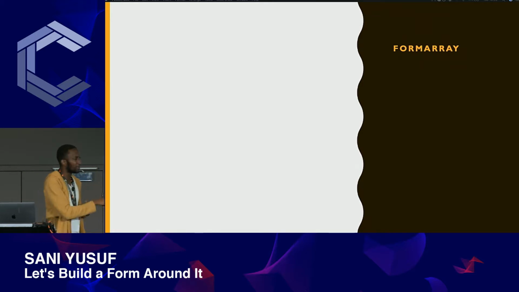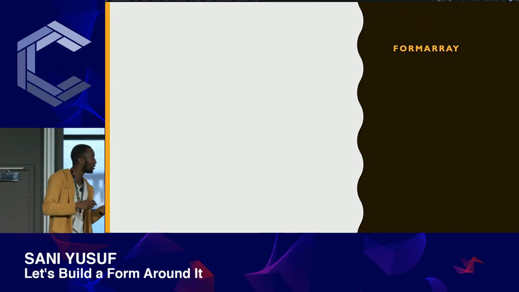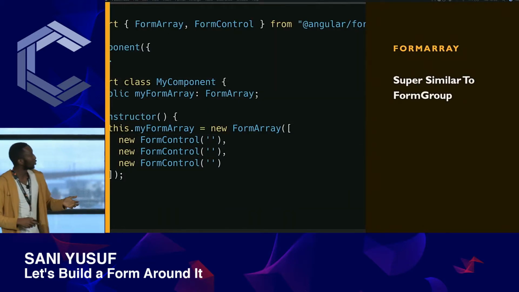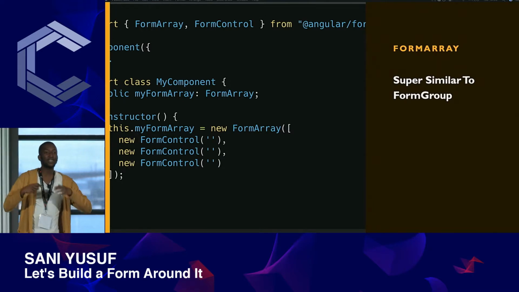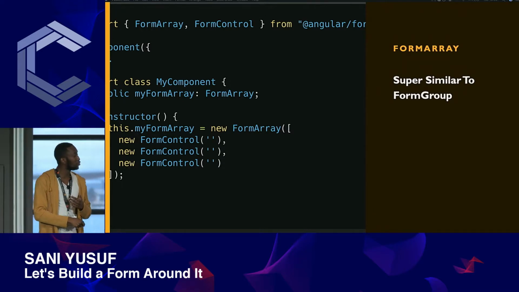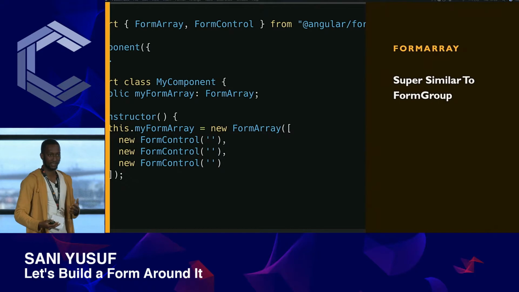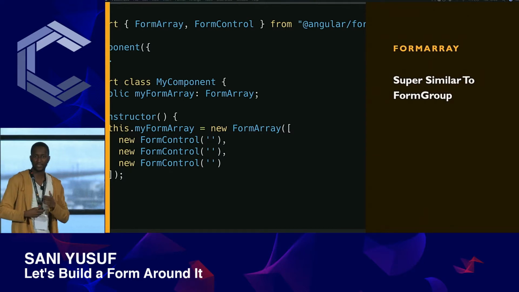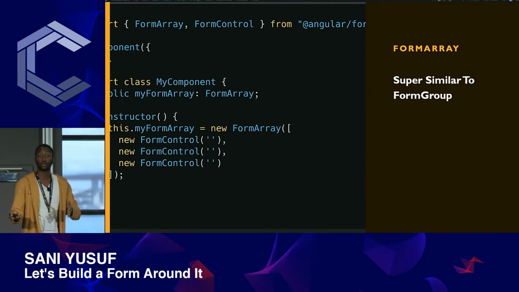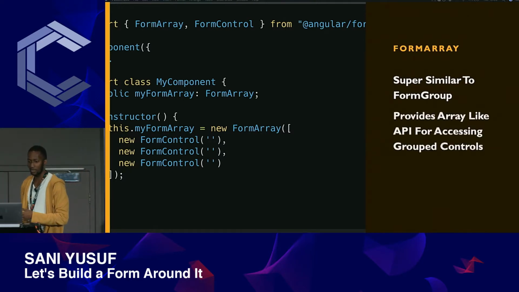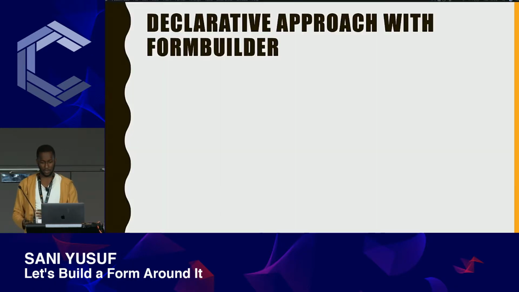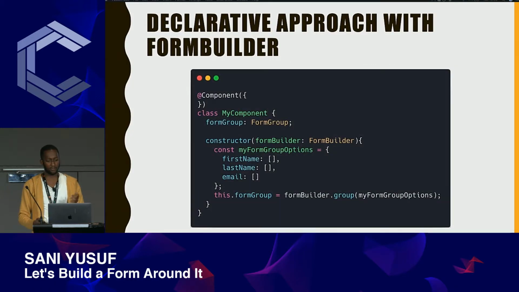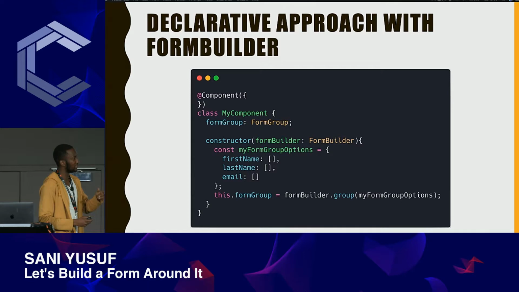Then we have a third member. This is like the black sheep of the family that people rarely use. I have used it once or twice. It's called the form array. It's basically just like the form group, but it gives you an array-like syntax. So instead of an object-based API, you use an index-based API, 0, 1, 2, to access those abstract controls that are children, right?